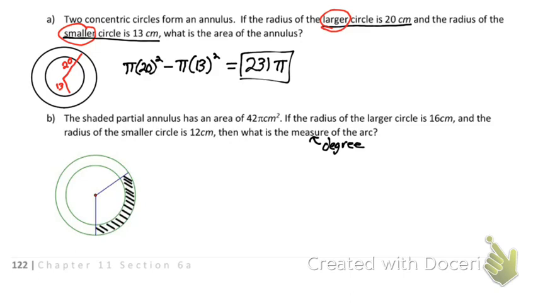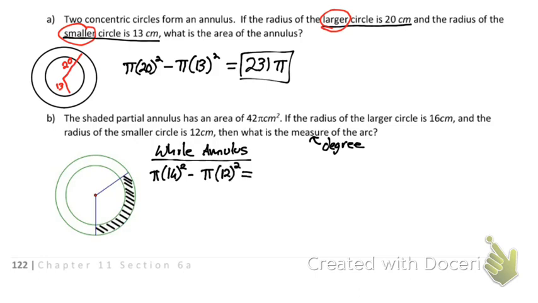All right, well, they don't give us any degrees, so we really can't use a partial area formula or anything like that. So I'm just going to find the area of the entire annulus. That's all I know how to do right now. Let's go ahead and do that. So our whole annulus is going to be big circle minus small circle. Our big one is 16 centimeters radius, so that'd be pi times 16 squared minus pi times 12 squared.